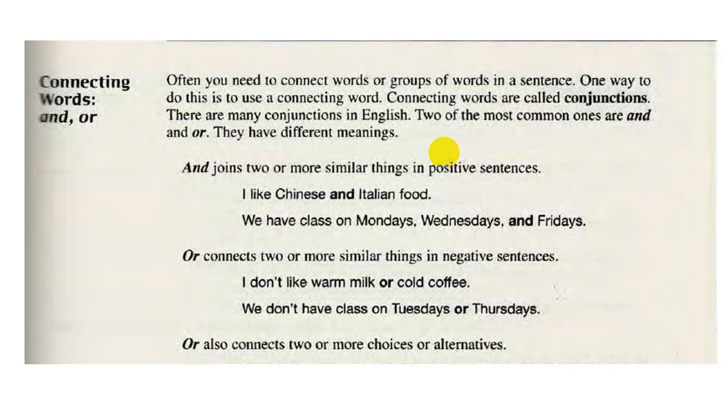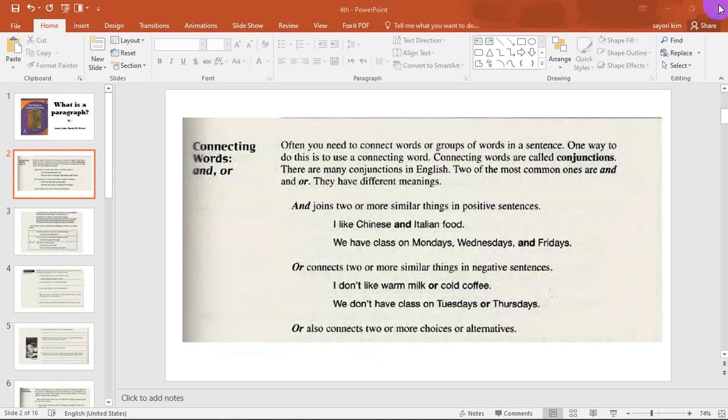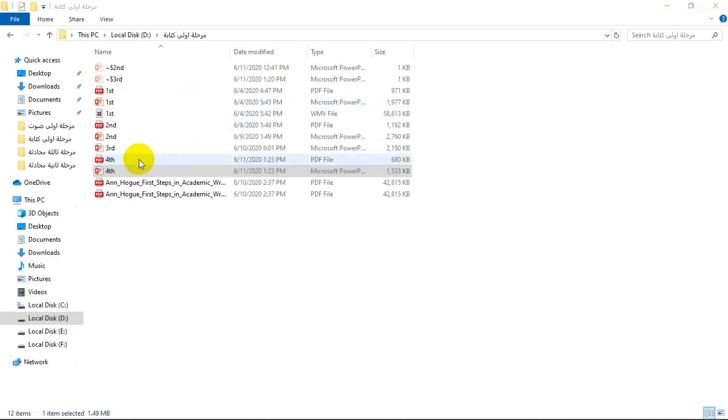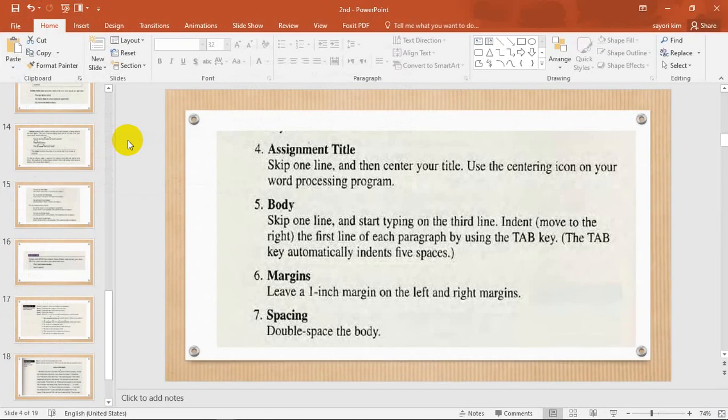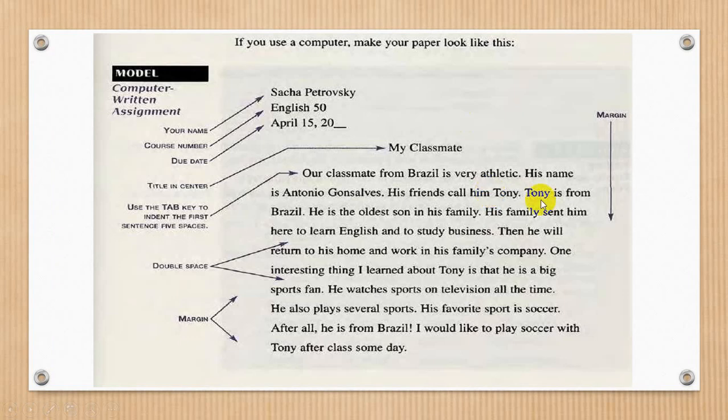الassignment اللي هي بخط اليد the paragraph شلون كتبه بخط اليد. We've talked about margins, paper, the kind of paper, the kind of font, heading, assignment title, and other things. Today we are going to complete the same thing, but with the computer written assignment. Computer written assignment.